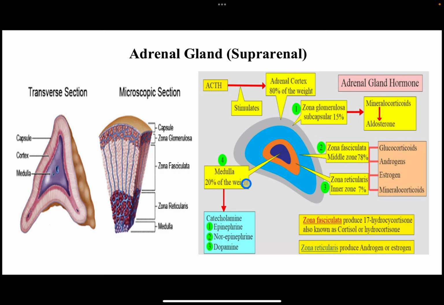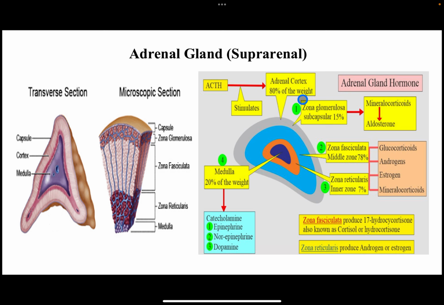The adrenal medulla is about 20% of the entire adrenal gland. The zona reticularis is about 7%, the zona fasciculata about 78%, and then the zona glomerulosa. The adrenal cortex forms 80% of the entire adrenal gland, and the medulla forms 20%. If you are looking at the entire weight of the adrenal gland as 100%, the cortex is about 80% and the medulla about 20%. That tells you that the cortex is very huge compared to the medulla.